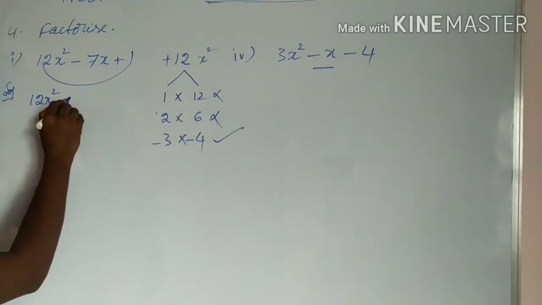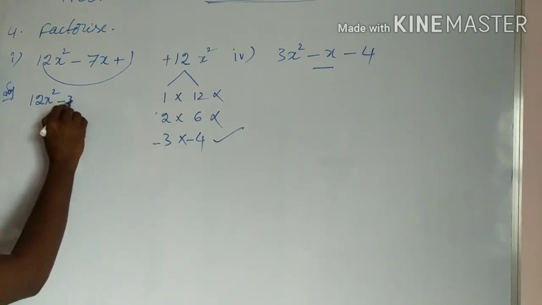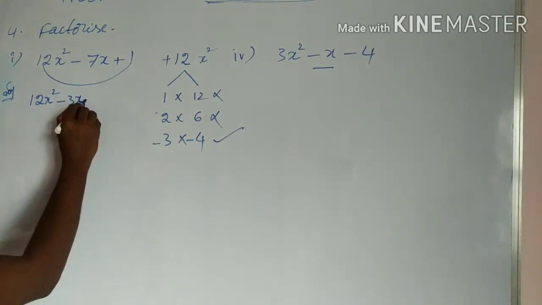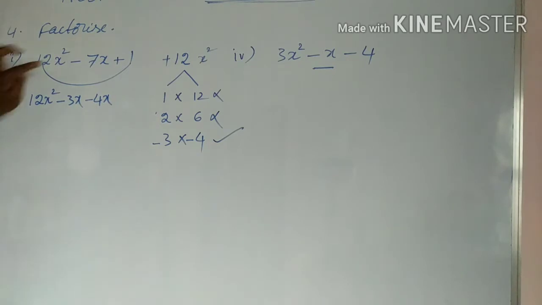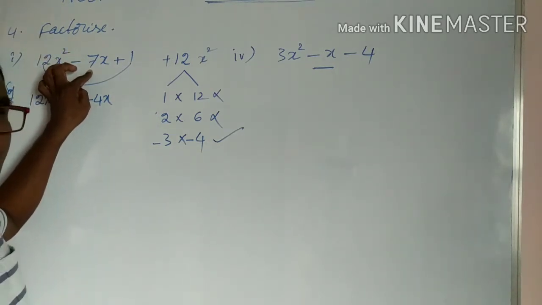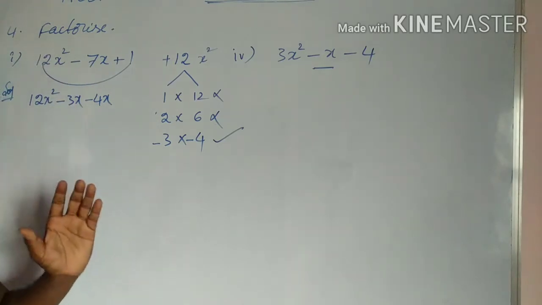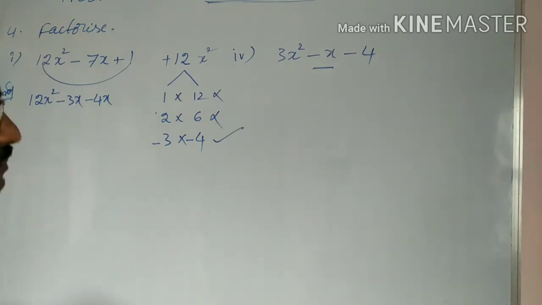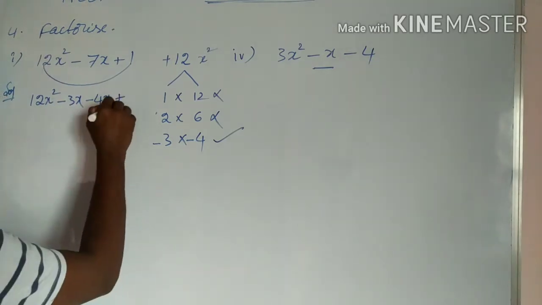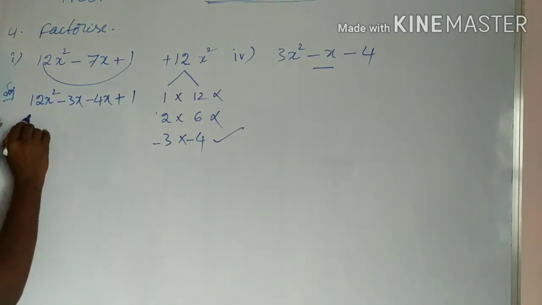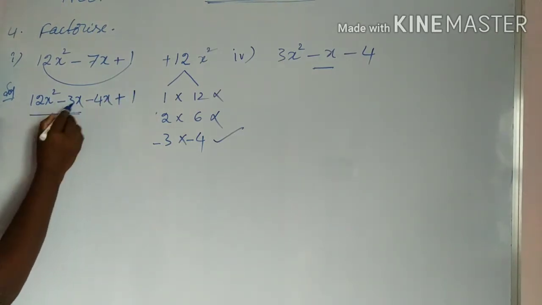Just simply write here 12x square, then minus 3x, minus 4x. Anything is fine, no problem. This 7x only we are splitting like that, by splitting the middle term. Understand? Plus 1.